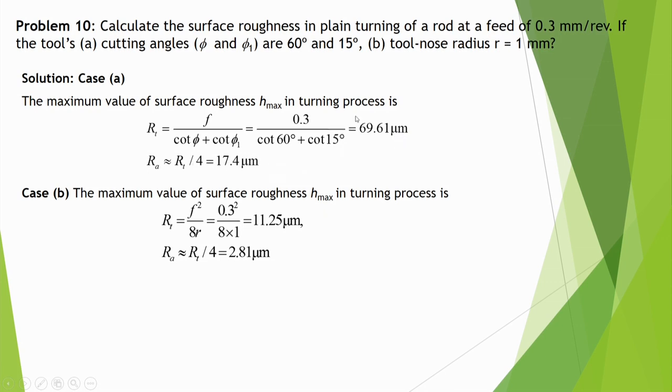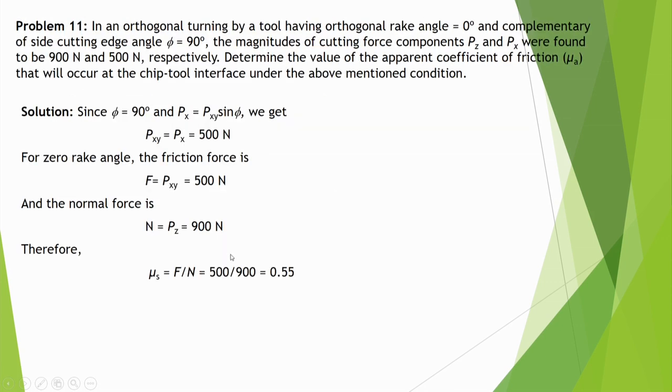but Ra is equal to Rt by 4. And if the tool nose radius, if it is cutting on the tool cutting nose, then the maximum value of surface roughness is f square by 8r. Put it there, it comes out to be 11 micrometer roughly, and Ra is equal to Rt by 4, that means 2.81 micrometer.